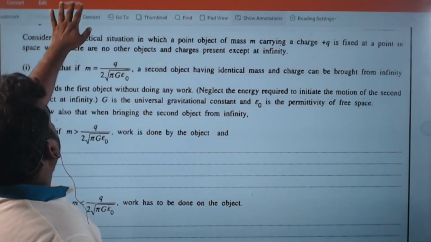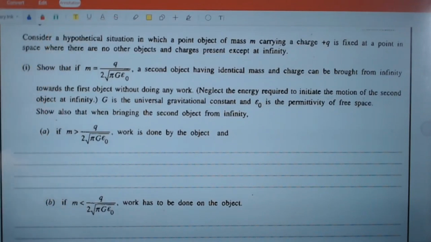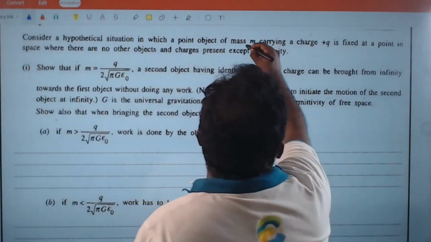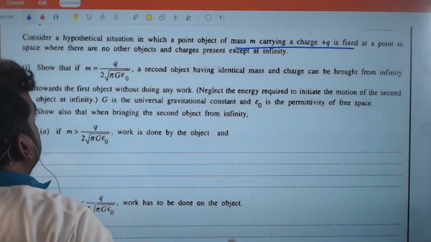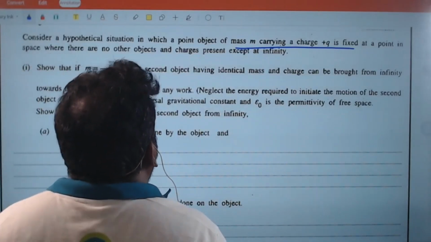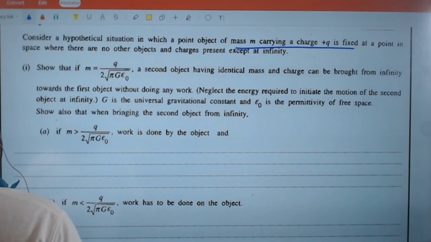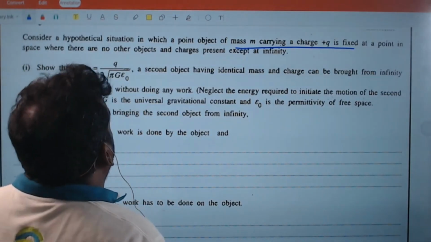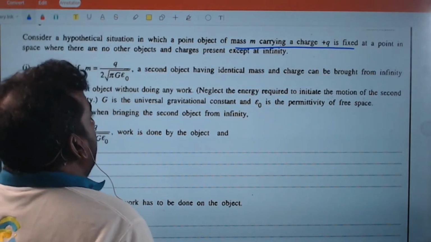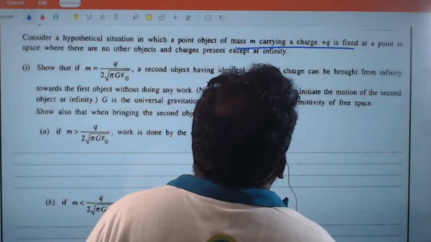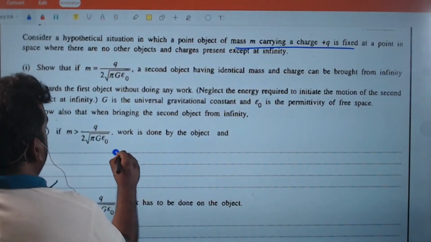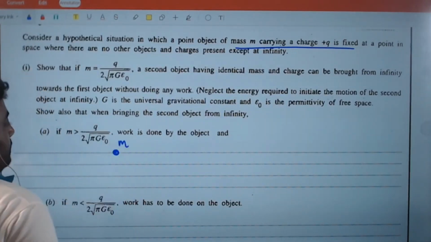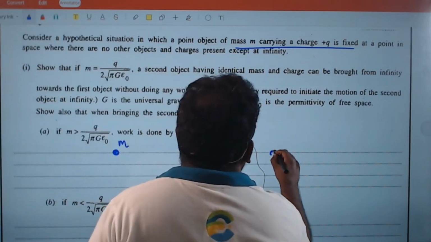Consider a hypothetical situation in which a point object of mass m carrying a charge q is fixed at a point in space where there are no other objects and charge present except at infinity. If m is this value, a second object having identical mass and charge can be brought from infinity towards the first object without doing any work. Mass is m, another mass is m.